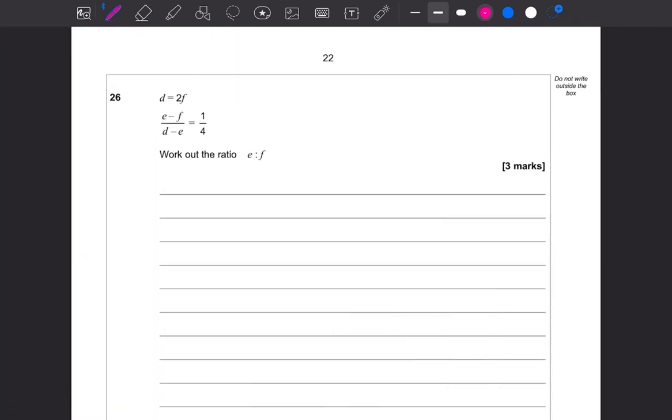D equals 2f. And then we've got this thing, e minus f over d minus e is 1/4. Work out the ratio e to f. So we'll sub in our value for d instead of this. So we'll get e minus f over 2f minus e is equal to 1 on 4. We'll multiply the denominators on both sides. So 4e minus 4f is equal to 2f minus e.